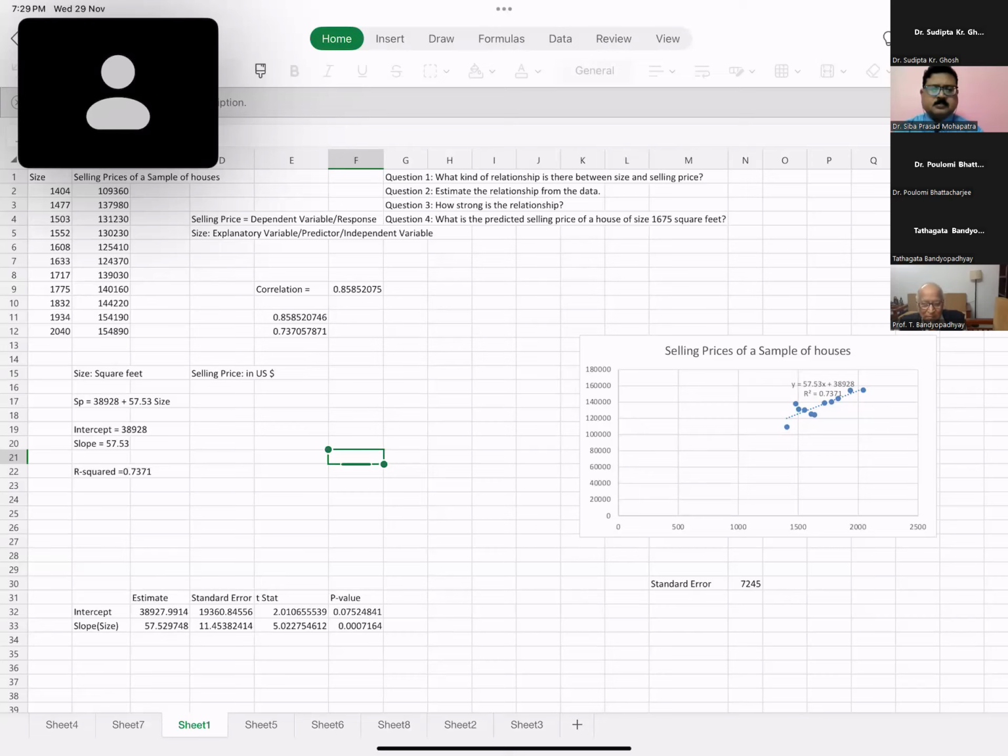What you can easily see is that these points are not exactly on a line. But what does it show? It shows that as the size increases, there is a tendency of the selling price to increase. If we have this kind of situation, we say that these two variables are positively correlated. Positively correlated means that if the value of one variable increases, there is a tendency of the other variable to increase. In such cases, we say there is a positive correlation between these two variables.